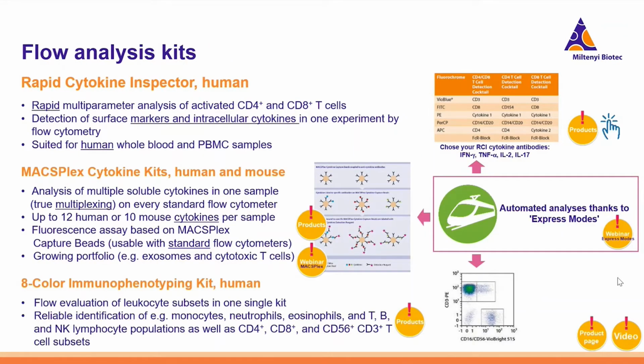So let's have a look at the first three of our convenient, ready-to-use flow analysis kits, such as first the Rapid Cytokine Inspector kits, an all-in-one no-worry solution that combines surface marker staining with intracellular cytokine staining for the analysis of activated CD4 and CD8 T cells in the fastest way possible. Second, the MACSQuant cytokine kits for determining concentrations of up to 12 different secreted cytokines in cell culture supernatants. And third, the 8-color immunophenotyping kits for flow evaluation of various leukocyte subsets, for example, monocytes, neutrophils, eosinophils, and T, B, and NK cells in your sample.